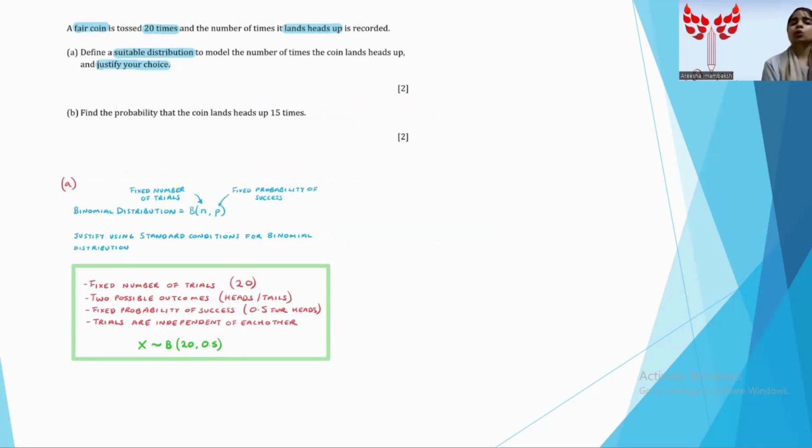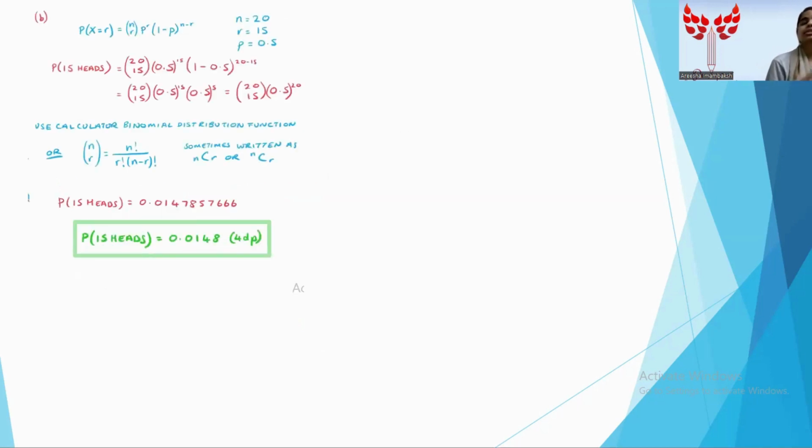Right? Now let's look at a question. A fair coin is tossed 20 times, finite outcomes. Number of times it lands heads, only 2 possible outcomes, head or not a head, right? Probability of head, it's a fair coin, that is 1/2. Define a suitable distribution. You're going to say it will be binomial distribution. You're going to mention all 4 of the things, why it is a binomial distribution. The trials are also independent of each other. Find the probability that the coin lands heads up 15 times. So P(X = 15).